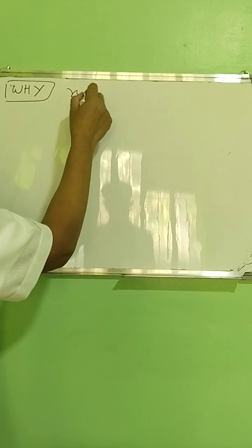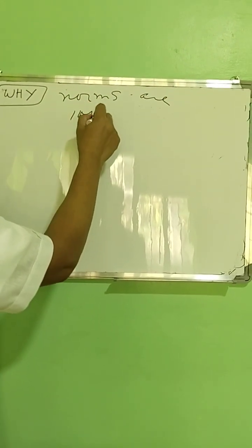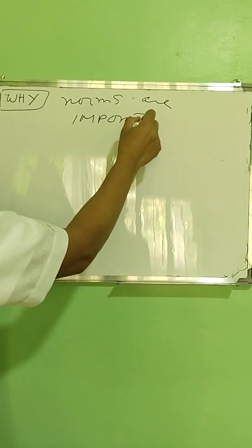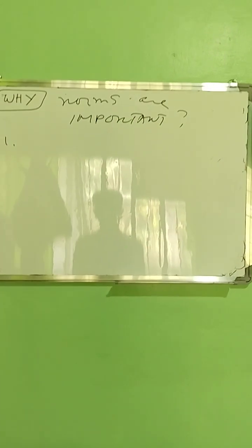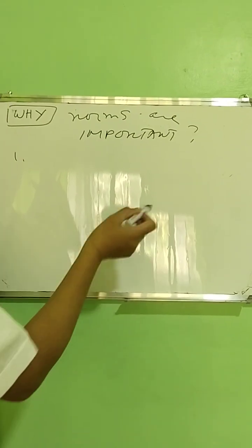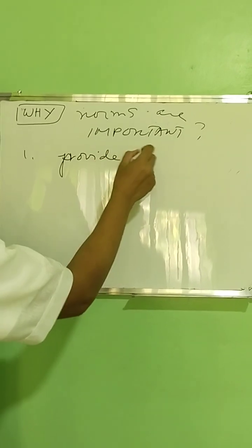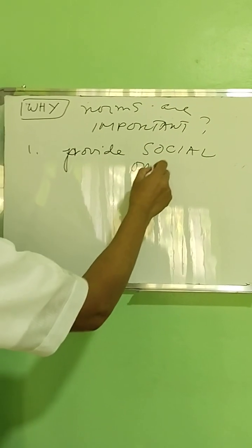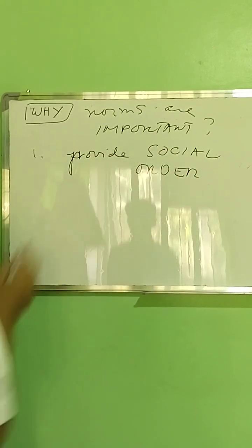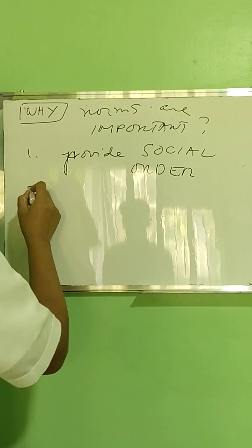Why are norms important in an organization or in society? One of the reasons is, of course, I told you already, norms would provide social order. Social meaning society. There is order in our society if there are norms.